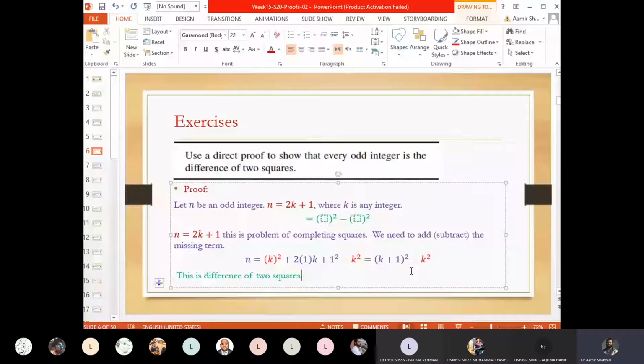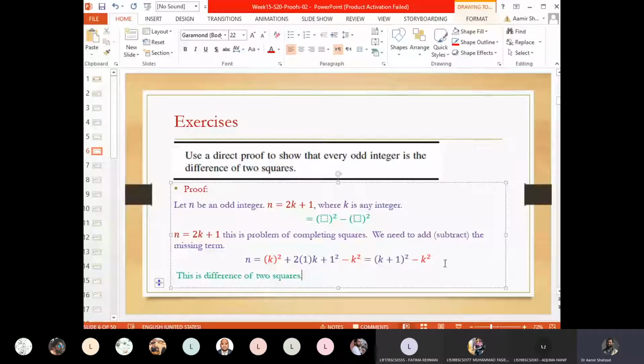So we can see like 9 is difference of 5 square plus 4 square. 25 minus 16 is 9. So 5 और 4 का square. Similarly 11 is difference of 6 square and 5 square. 36 minus 25. And 13 is difference of 7 square minus 6 square. 7 is 49 minus 6 square is 36.